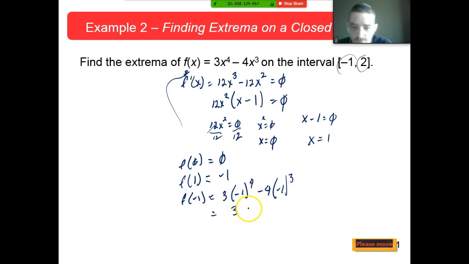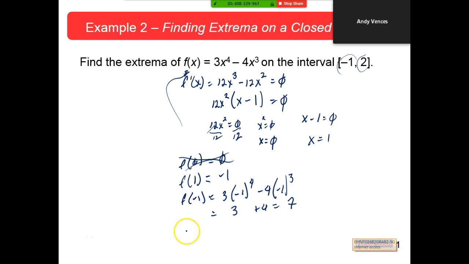And what's -1 to the 3rd power? Negative. -4 times -1 is? Positive 4. Plus 4. So this is? 7. Ding, ding, ding. We have another candidate for relative or maximum. Now the 0's out of the picture because that can't be a minimum or a maximum. So f of -1 seems like it could be a maximum. But we got one more to try, and what's that?